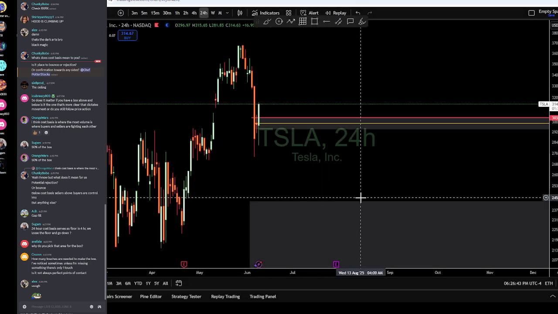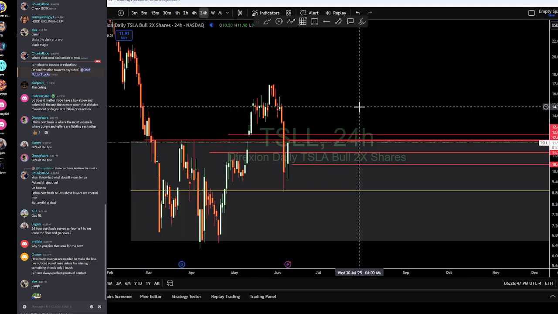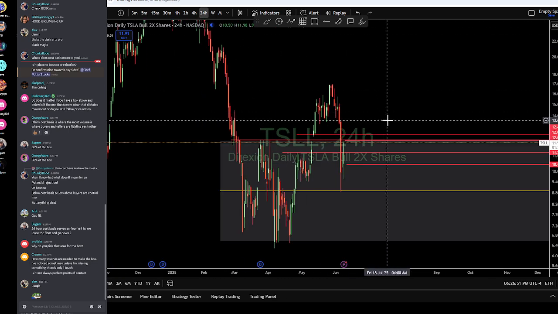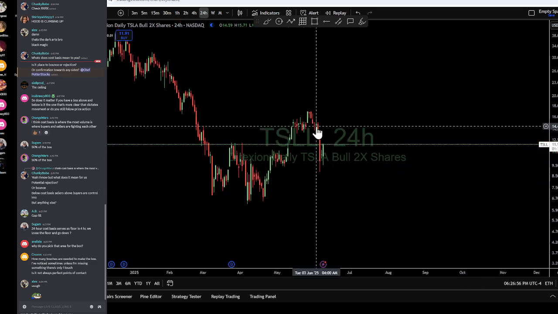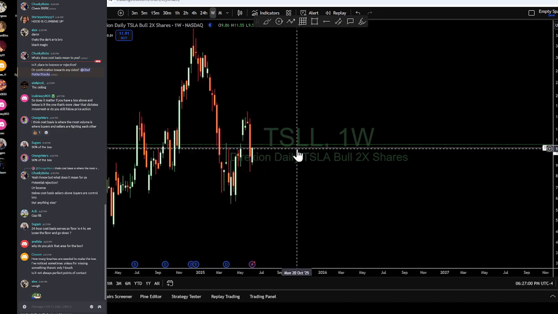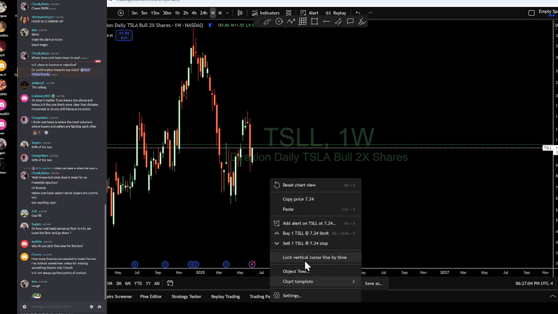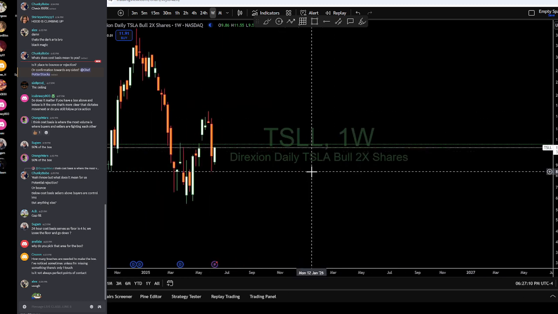So Tesla, or we'll do TSLL. So this was another really good example, right? And on the 24-hour, it's weird because the 24-hour to the weekly doesn't necessarily translate to the cleanest box in the world, right? For me, I'm going to put the box there, right? Even if it's, can we? Oh, there we go.